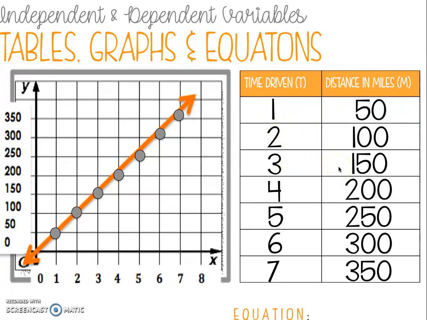It's not always multiplication, but in this case it is. So what we're going to write is that our m, or our distance in miles, equals 50 times every hour, or the amount of time that we are driving. So our equation says m equals 50t.